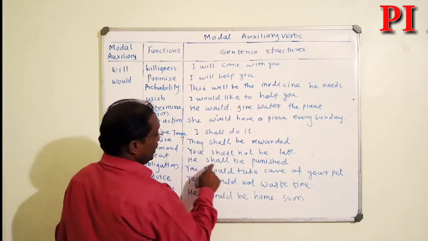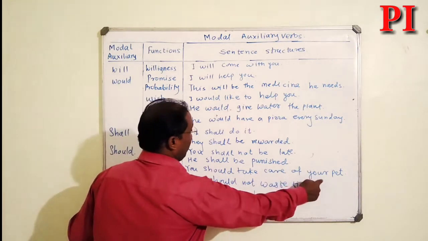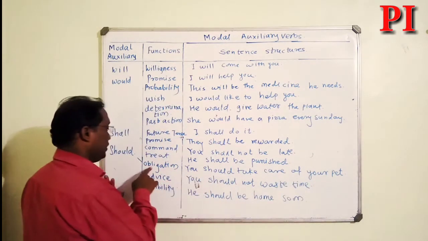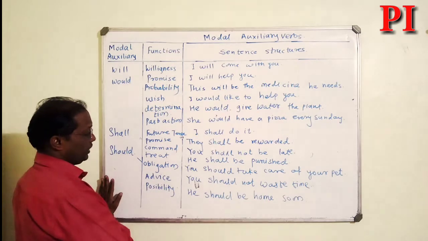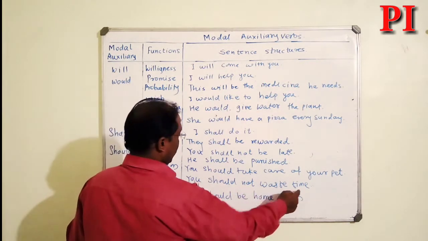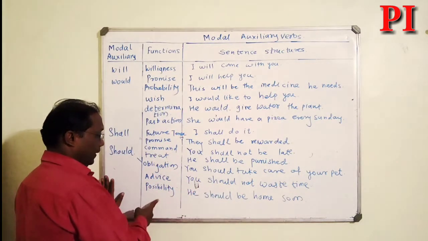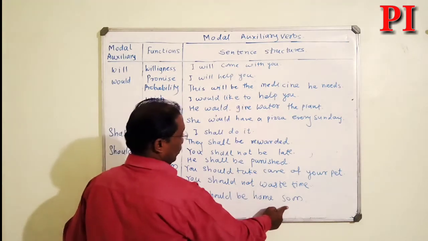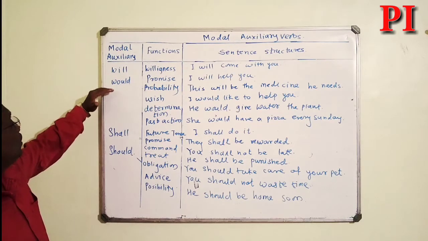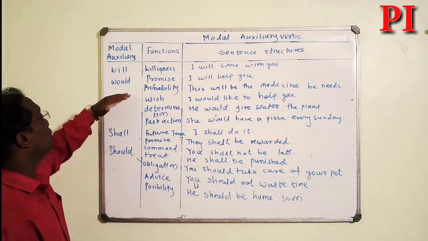You should take care of your pet. This sentence is related to obligation. Then for advice: You should not waste time. For that purpose, use "should" here. Then possibility: He should be home soon. This is a possibility. Will, would, shall, should: these four modal auxiliary verbs we use here.